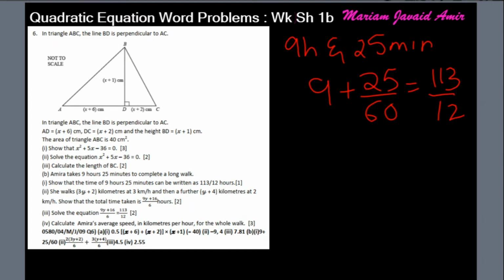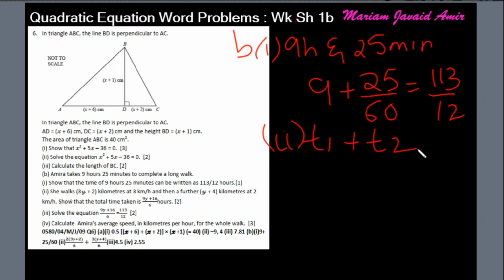The next part is she walks 3y plus 2 kilometers at 3 km per hour, and then a further y plus 1 kilometers at 2 kilometers per hour. Show that the total time is this. We're doing B part 2, this was B part 1. Show that the total time is this. So we have to add the two times, t1 and t2.